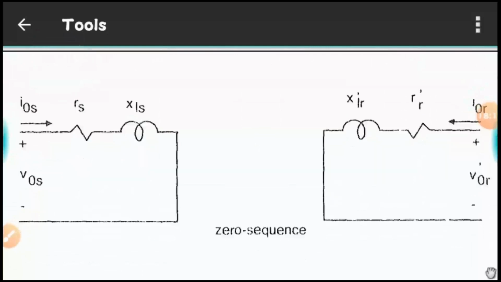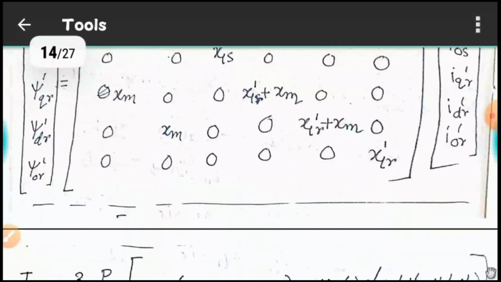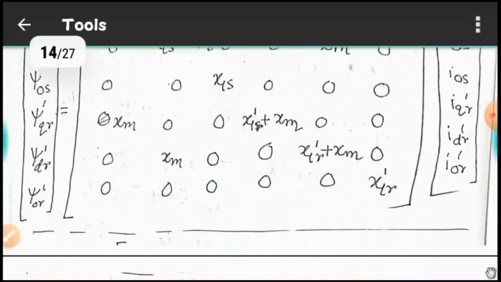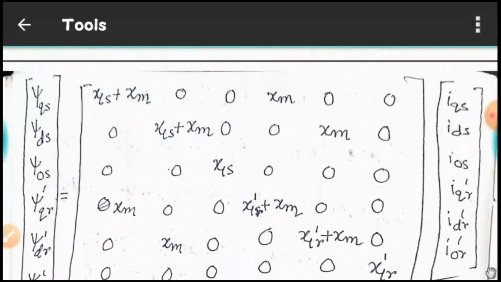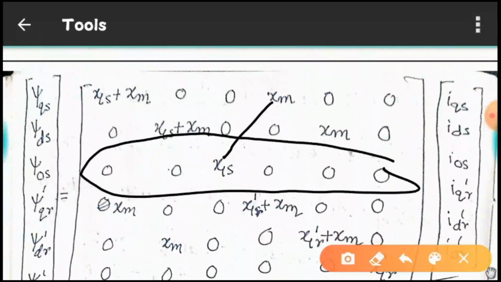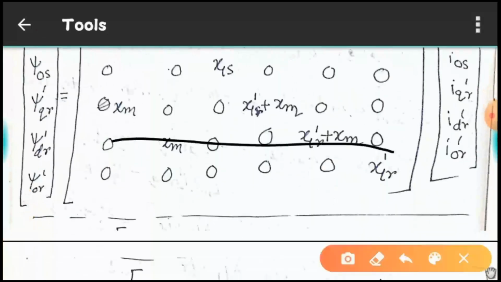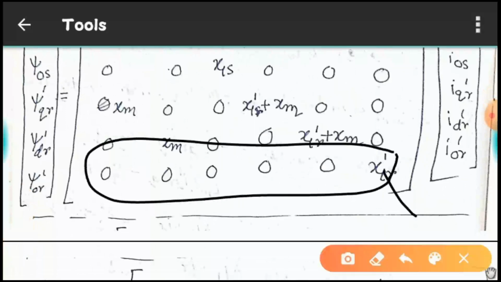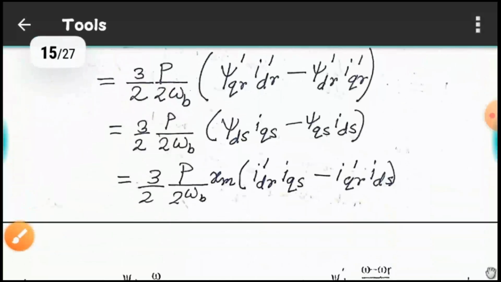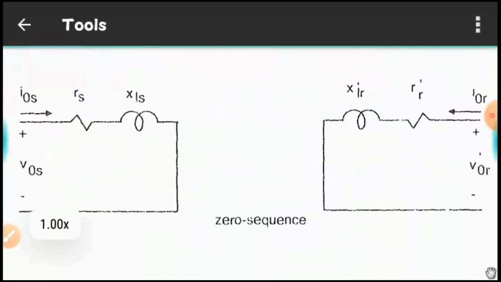Now this is zero sequence, and as we have noticed everywhere, if you consider the row of zero sequence, only one element is present, that is XLS. Similarly in case of rotor also, you'll see that XLR dash is only dependent on I naught R. So this is quite an obvious circuit representation we can have here.